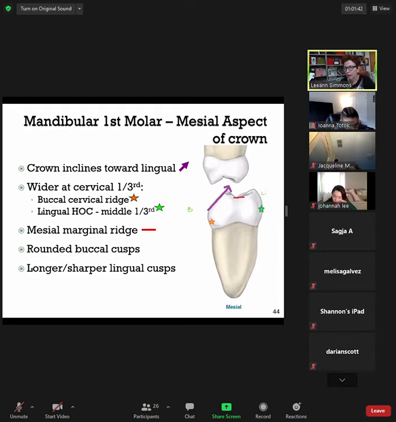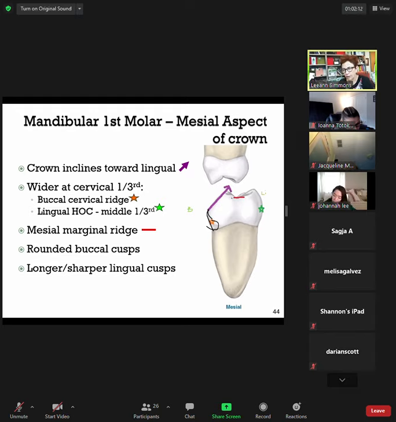They are wider at the cervical third of the tooth, and there's this prominent buccal cervical ridge here shown by the orange star. Let me see if I can find my cursor here. Here we go. Okay, so there's your buccal cervical ridge. I'll circle it. You should see this crown really bulges out here.